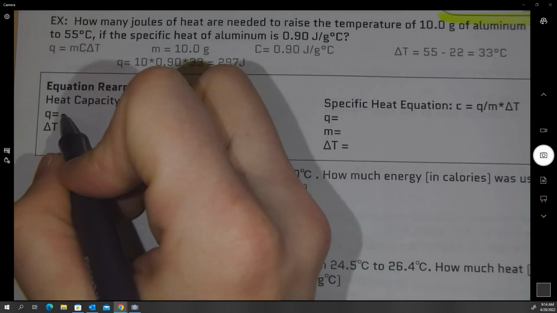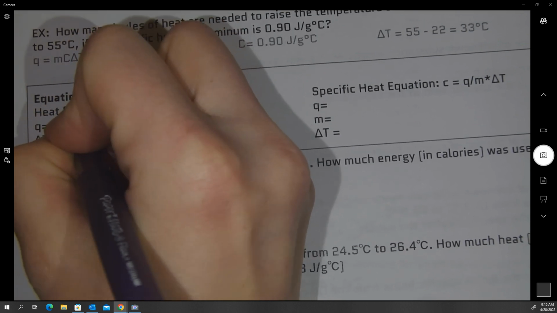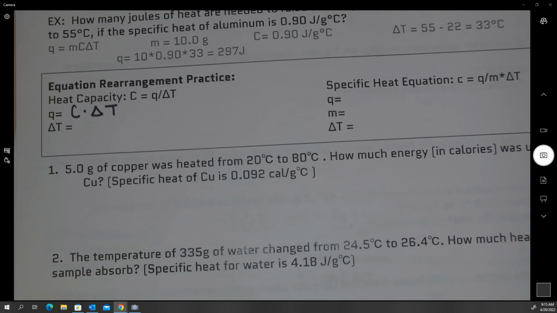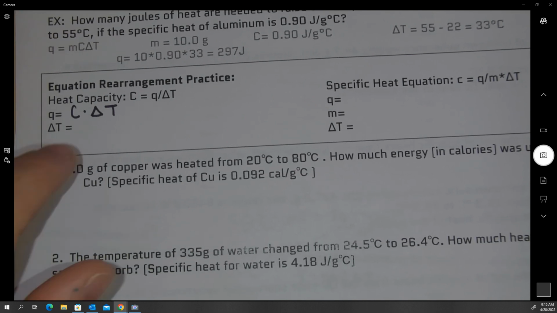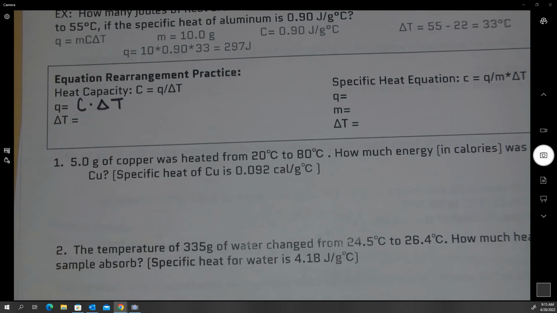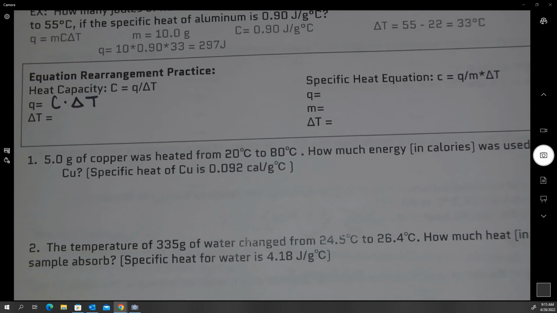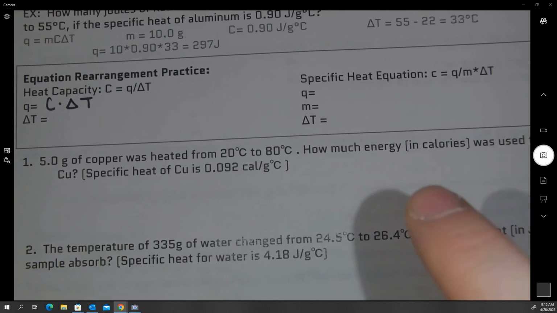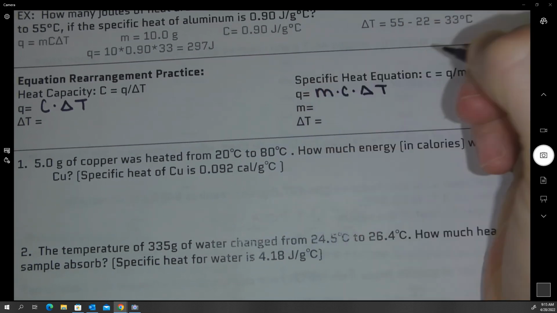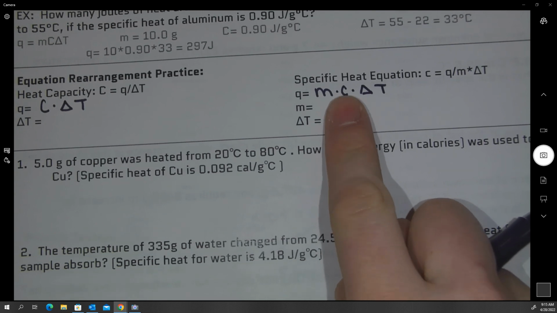So Q on the first one is going to be equal to C times delta T. And then you'll rearrange to solve for delta T. So if you were using this equation, how would you solve for delta T? The other one, the specific heat equation, Q is equal to MC delta T. And then you're going to rearrange for mass and change in temperature. So you'll rearrange those two.